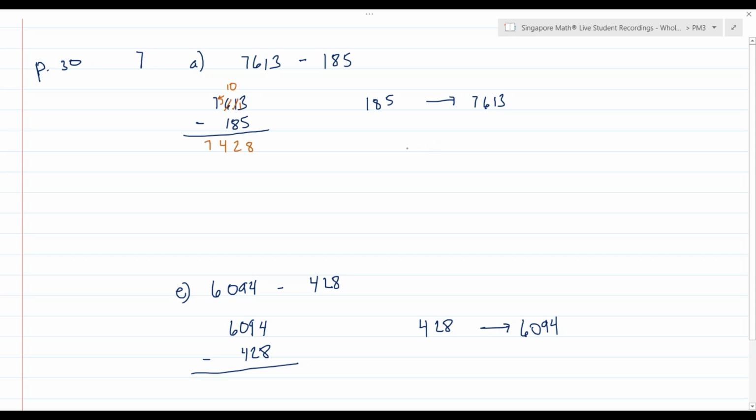With the other way, I could make this into 200 by adding 15, and then to get to 7,613 I need 7,413. So not surprisingly, when I add those together, I get 7,428.